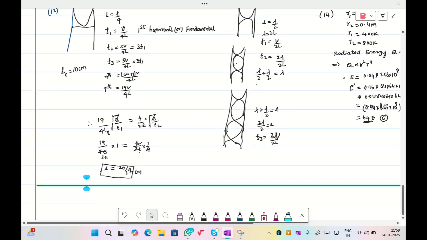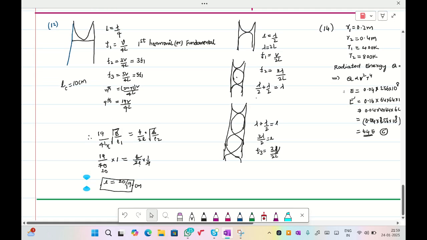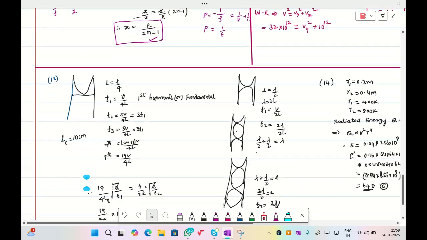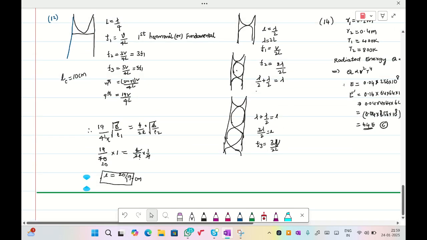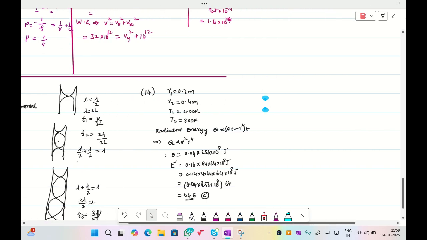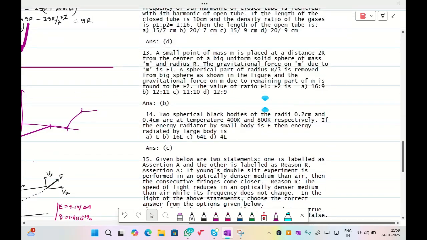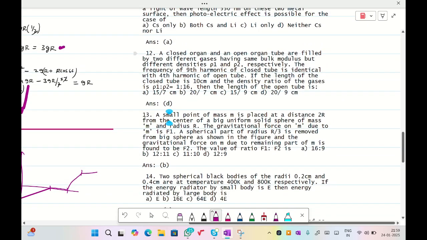So now coming to the next question, the last one, the 11th one. I think that is a conceptual question related to atoms. Here, see, organ pipes are given. One is a closed pipe and another one is an open pipe. Coming to the closed pipe, the 9th harmonic, I think. The closed organ and open organ tubes are filled with two different gases having the same bulk modulus. Bulk modulus is nothing but pressure, and that is the same.